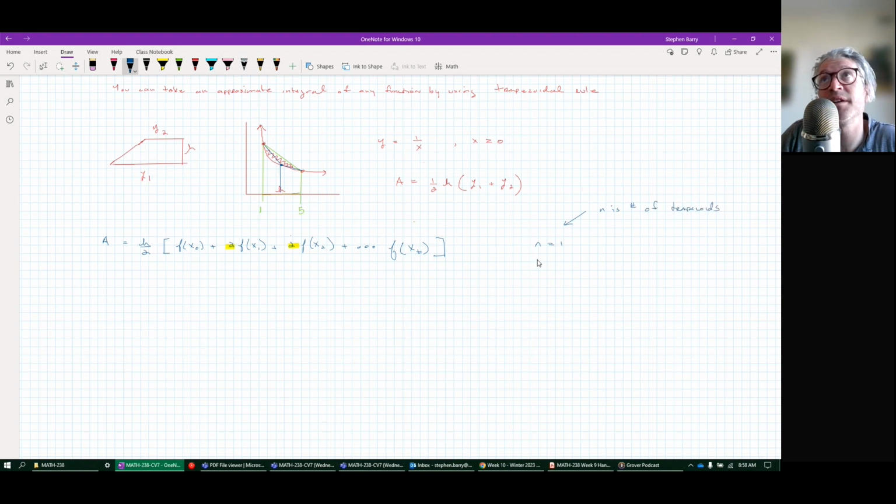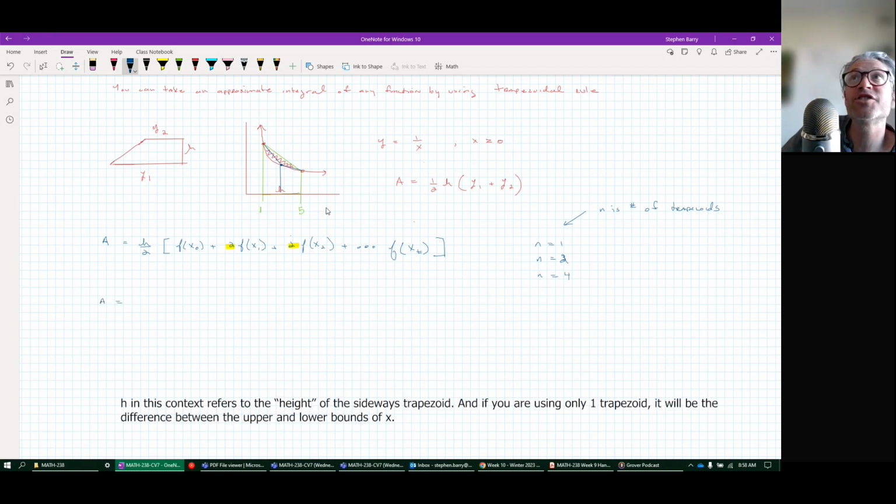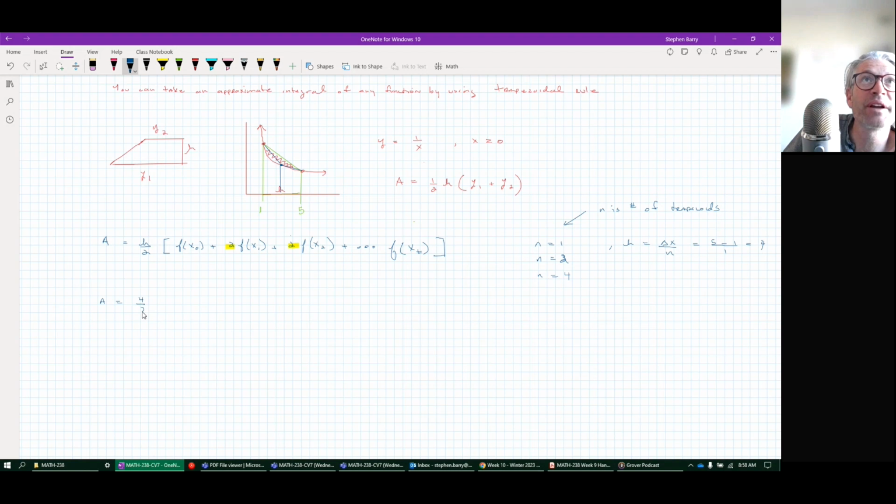Let's compare n equals 1 to n equals 2 or 4. A equals, so what's h? Well, h is always defined as the change in x over the number of trapezoids. So in our first case, I'm interested in 5 to 1, and how many trapezoids? 1. So my h value is 4. So to figure this out, I go 4 over 2 because that's my h value. Remember, one trapezoid.